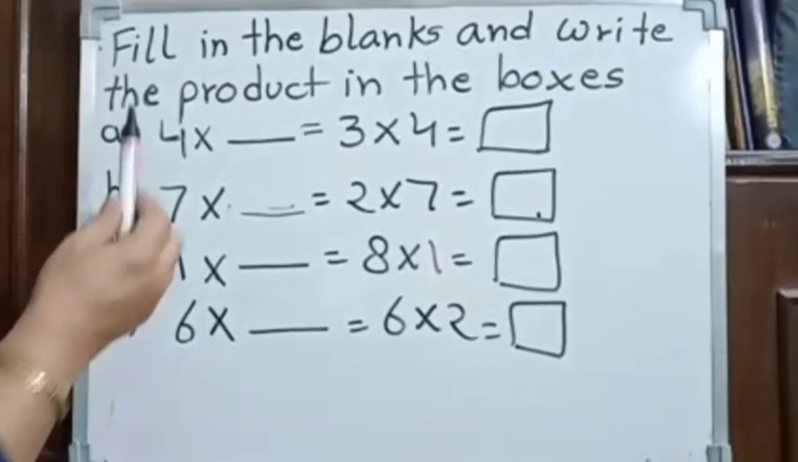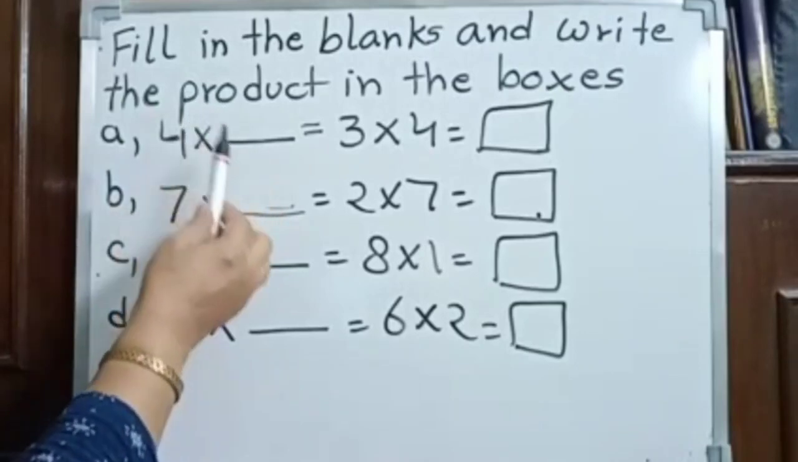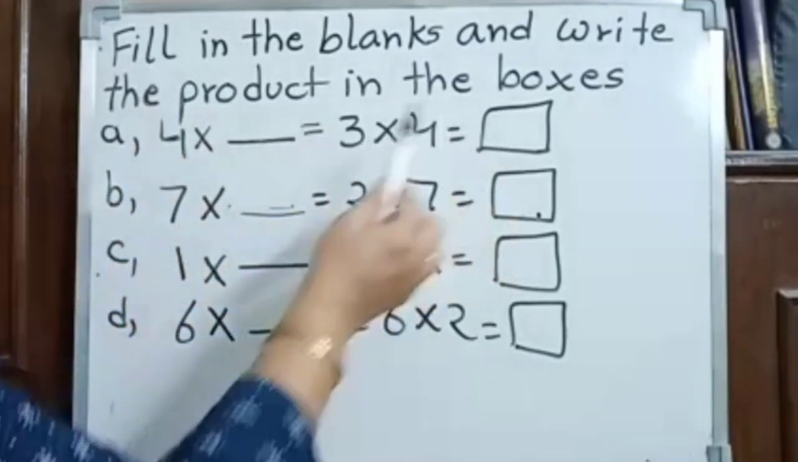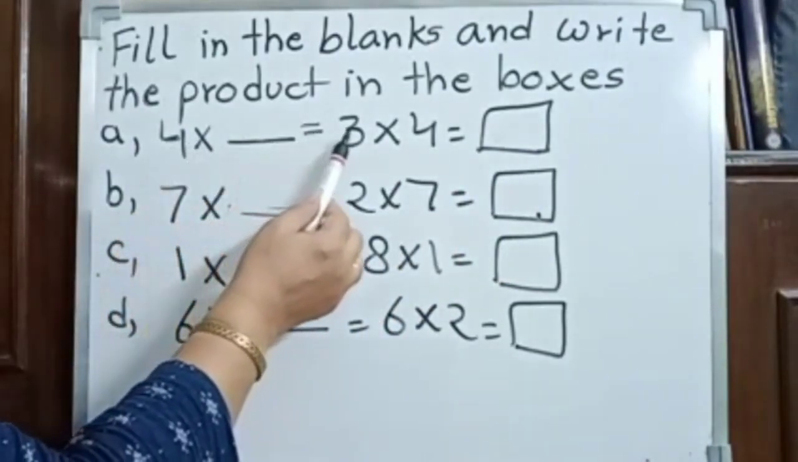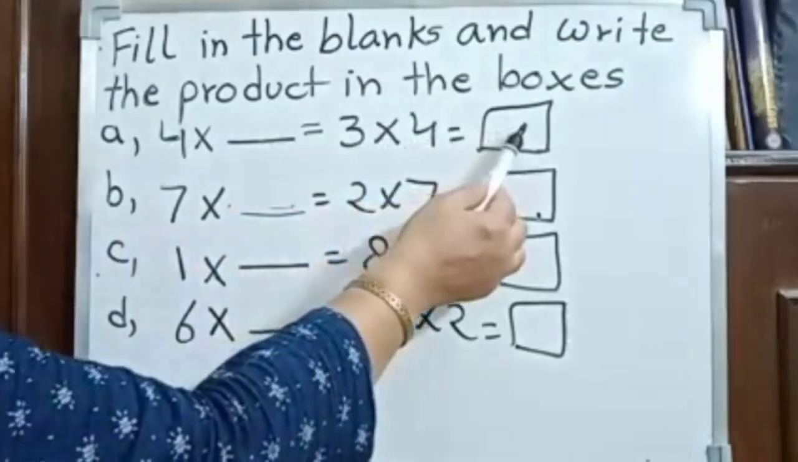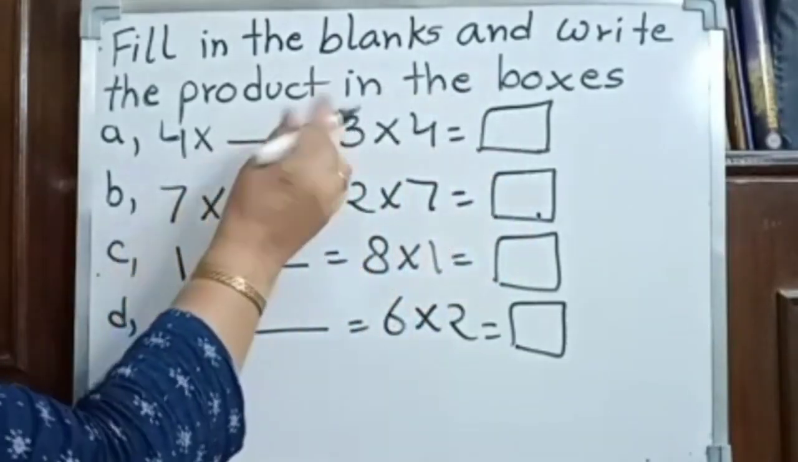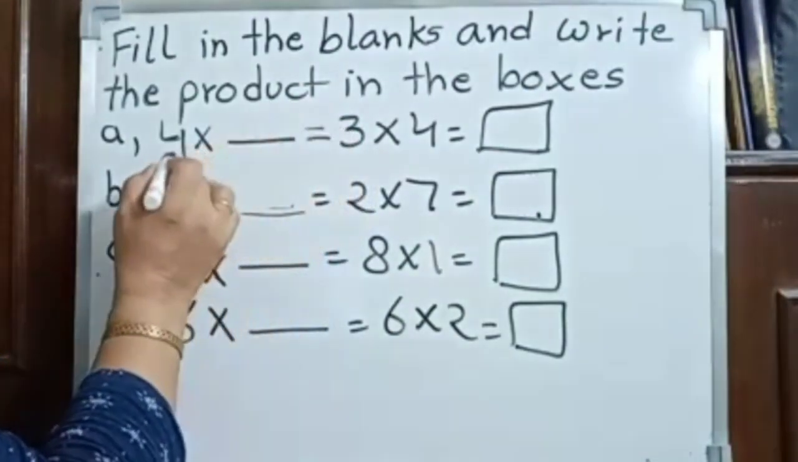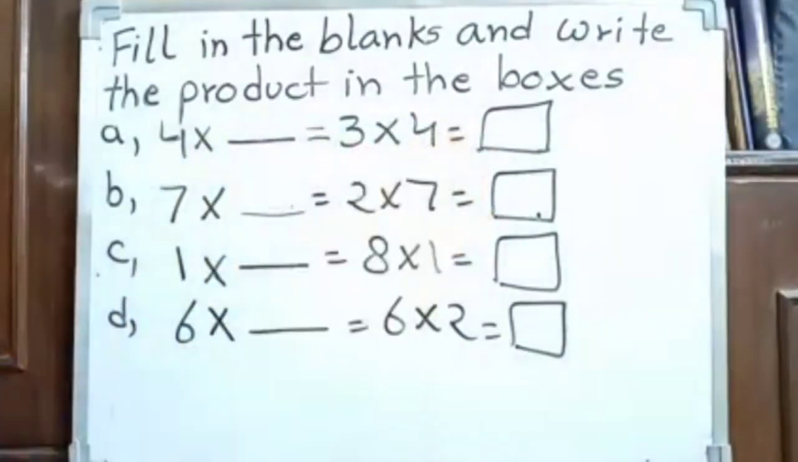Hello students, now this is one more recap exercise. It is very simple. Fill in the blanks and write the product in the boxes. 4 into dash is equal to 3 into 4. This is your box. You all know this is the sign of is equal to. Is equal to means whatever is written on the left side is equal to the right side.